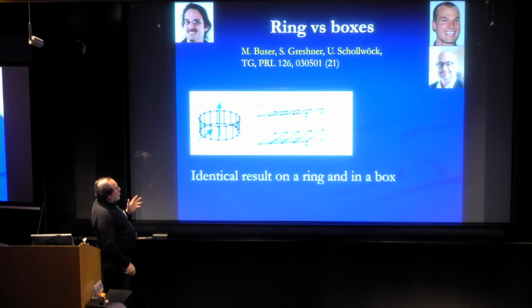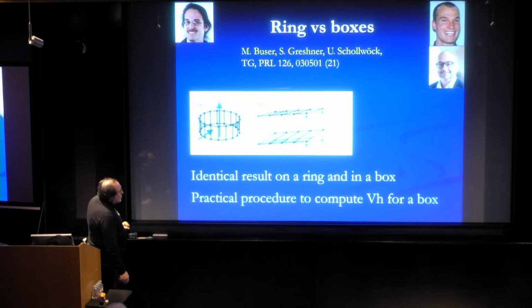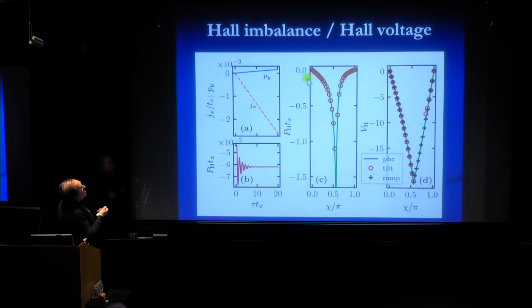So in short, this is the same result, whether you use the kick or whether you use this procedure. Let me show it to you. Here is the kick procedure: polarization, current, oscillations, saturation. The green line is the simulation with a periodic boundary condition. The red dots are the value that you extract from this plateau. You see that for the Hall imbalance and for the Hall voltage, the two are agreeing perfectly. So we are very confident that we are not fooling ourselves by doing this.